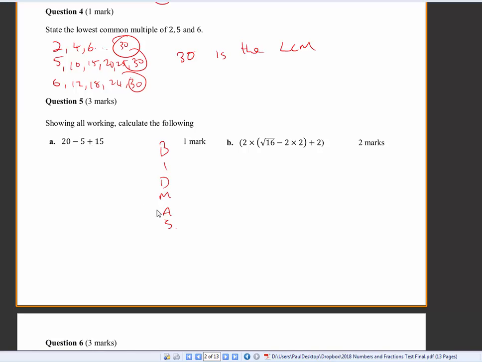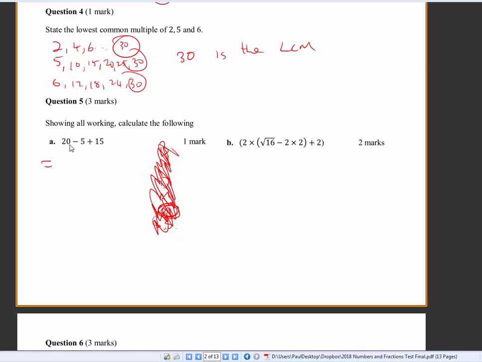And a lot of students think that BIDMAS says addition has to come first because A comes before S, but the rule is it's addition or subtraction, whichever one comes first, left to right. Okay, so that's why we're really not fans of this thing here, because it is confusing. Instead we just apply the order of operations rules.